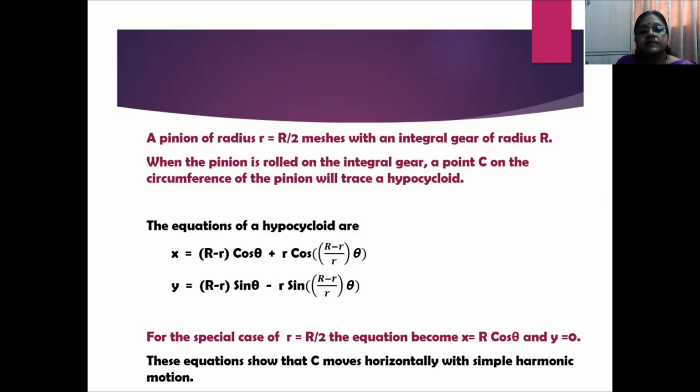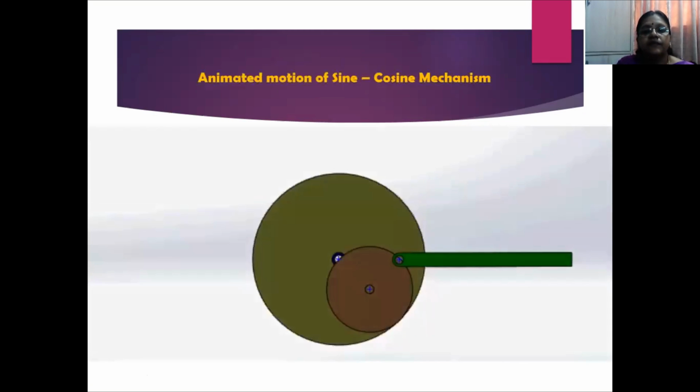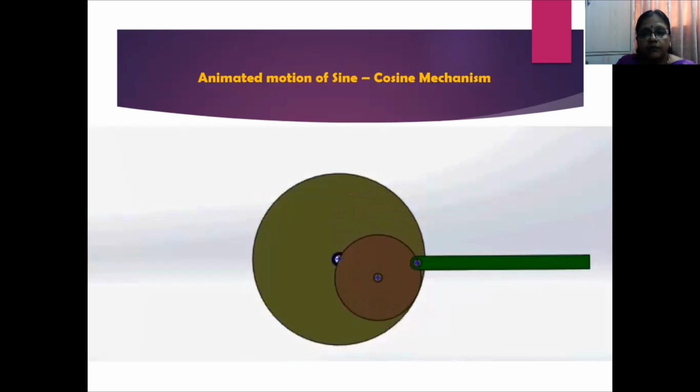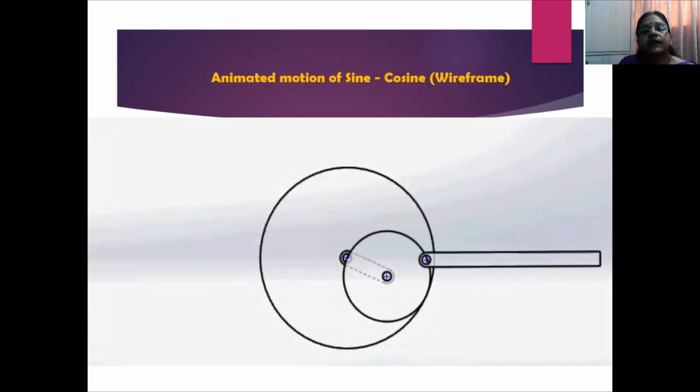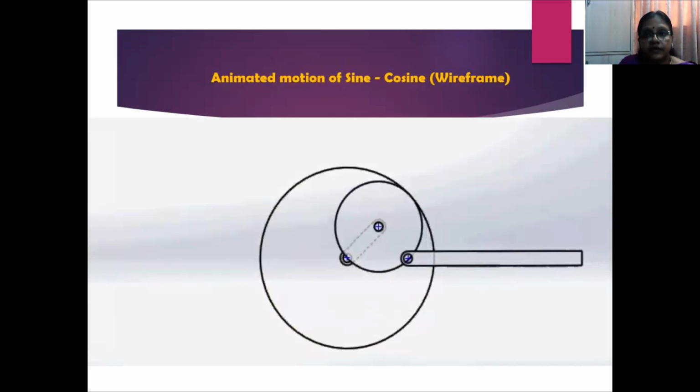These equations show that C moves horizontally with simple harmonic motion. As I said, the point C on the vertical link will have a simple harmonic motion. You can have a very clear pictorial view or animation of this particular mechanism. You can see how the planet gear rolling inside a sun gear is having a simple harmonic motion, while the point C, that is the bar motion, is having a cycloidal motion. I can show you very clearly in this more transparent view of the crank motion with respect to the sun and the planet, and the point C having a horizontal motion.